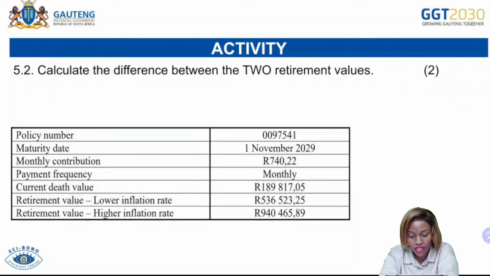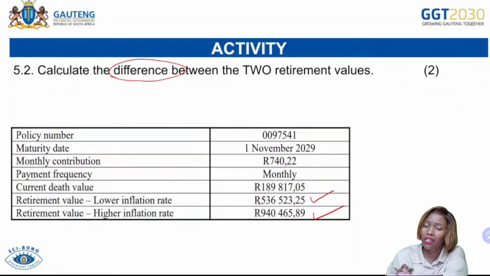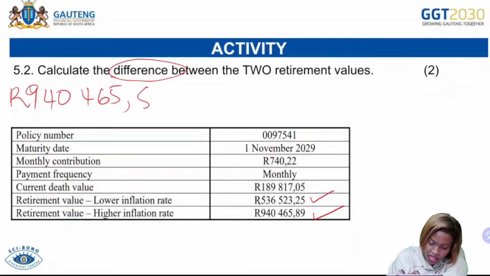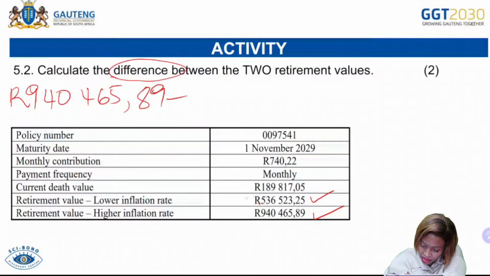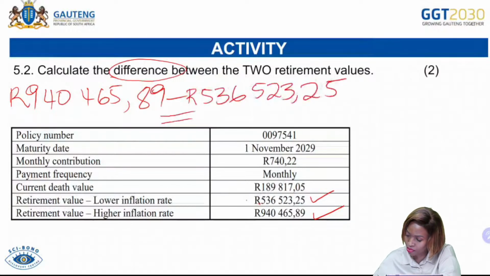5.2, calculate the difference between the two retirement values. We've got the first retirement value and the second retirement value. What is the meaning of difference? Difference means subtract. And normally we say a bigger value, 940,465 and 89 cents minus 536,523 and 25 cents. Then we take out our calculators, your best friend.